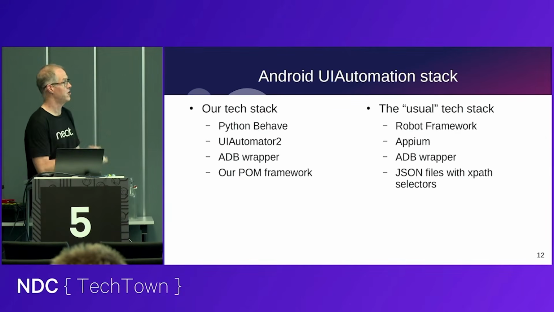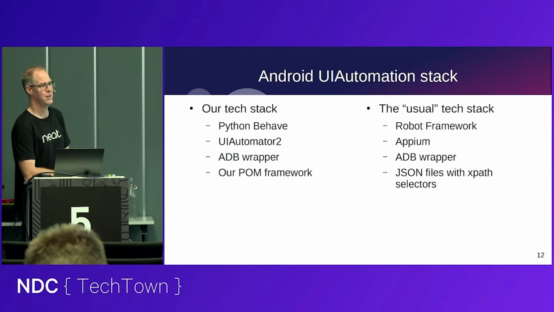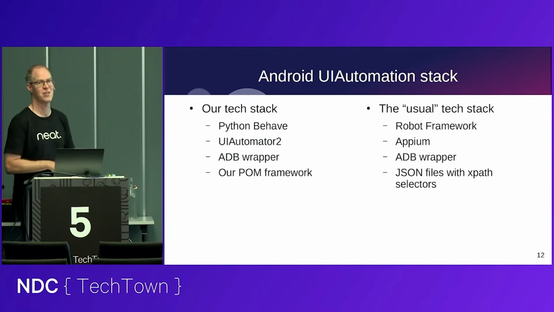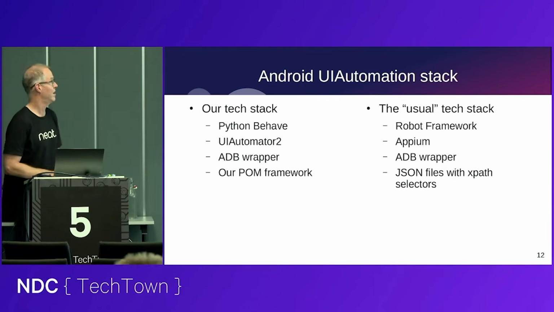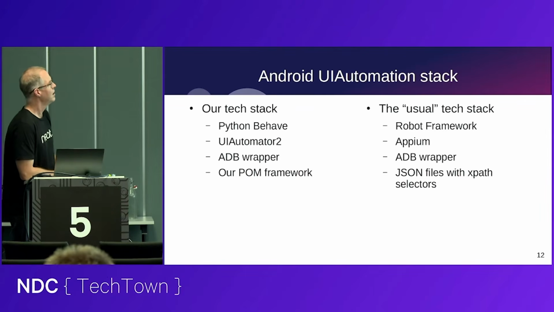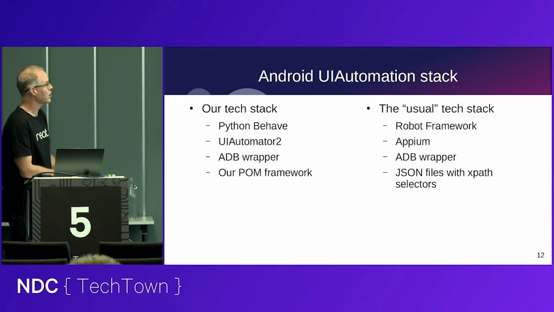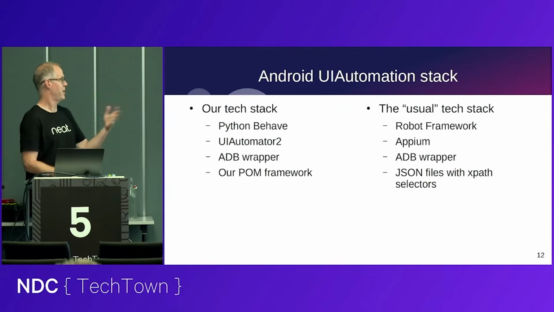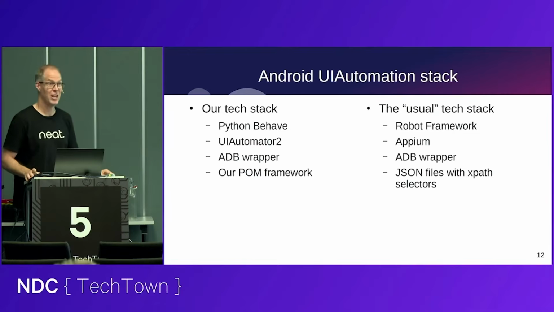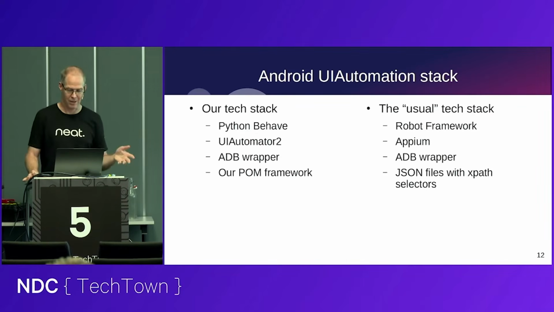And we have our own page object model framework. This sort of normal stack, the most common stack when you are testing on Android and also embedded Linux, I've seen, tends to be Robot Framework, Appium. You may not have heard of these tools. It's related to Selenium, a wrapper for ADB, and JSON files with XPath selectors. So basically screen references, screen element references.